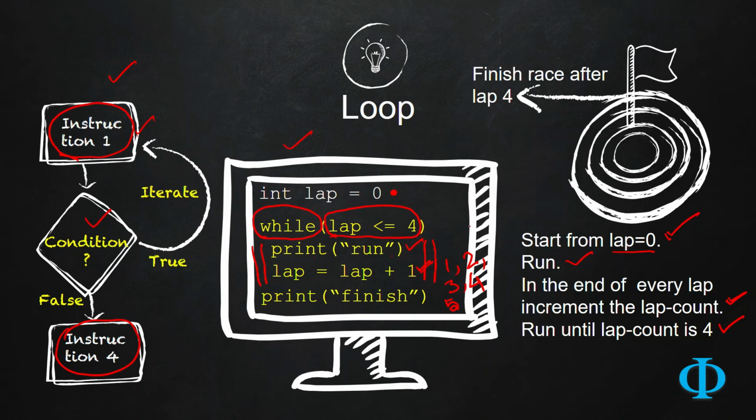Now when the program checks it, it will be like, 5 is less than or equal to 4. Is it true or false? Well, now it is false, and since it is false, it will come out of the loop and execute this line, that is print finish.